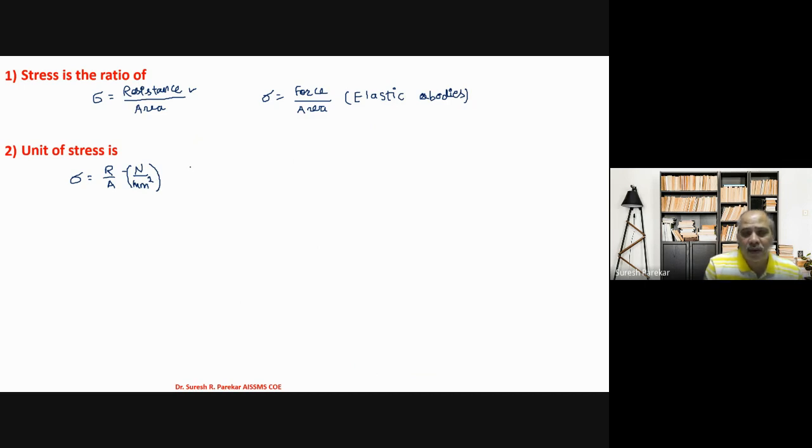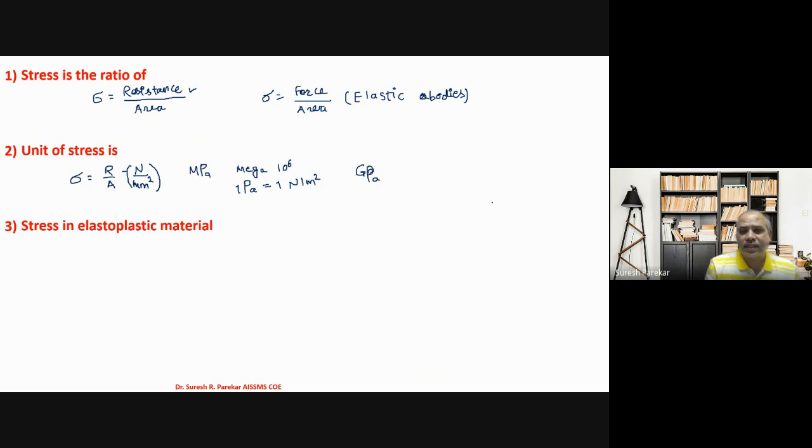Then we can have MPa, where M is for mega, which is 10 raised to 6. And then we have Pascal, so that is Newton per meter square. So 1 Pascal is 1 Newton per meter square. Then we can have GPa also. So we have different options to consider for the unit of stress.